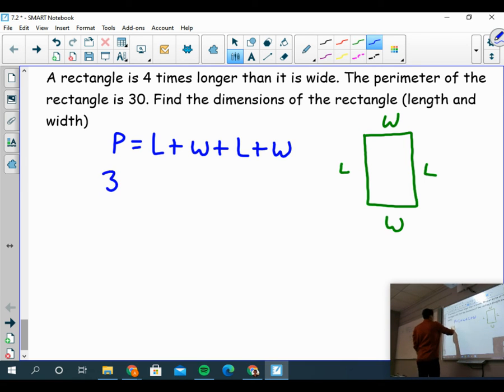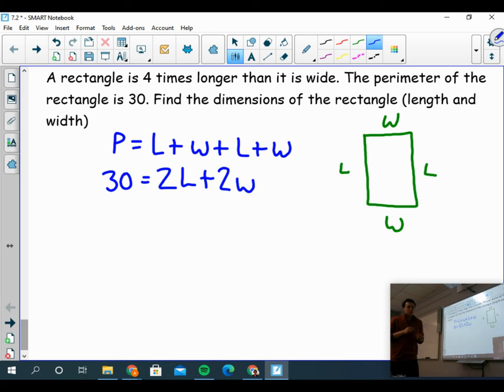I know the perimeter is 30, and I could combine some terms here. Right? I have 2 L's and 2 W's. Then I have an equation. But again, this isn't good enough. I can't just solve this equation and somehow isolate L in a way where I get L equals a number. I need another equation to substitute into it to be able to do that. So what information have we not used? Well, we used the perimeter was 30. Let's go back to that first statement.